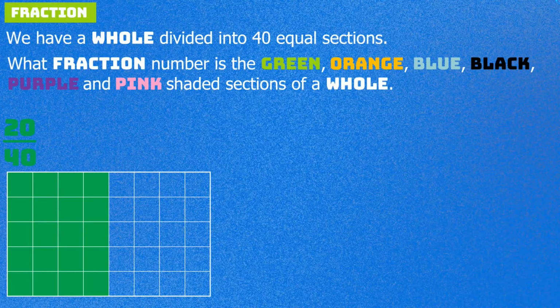20 sections is shaded green out of 40 equal sections. Let's write this to its lowest term. 20 goes into the numerator 1 time, and 20 goes into the denominator 2 times. 20/40 can be reduced to its lowest term to 1/2.